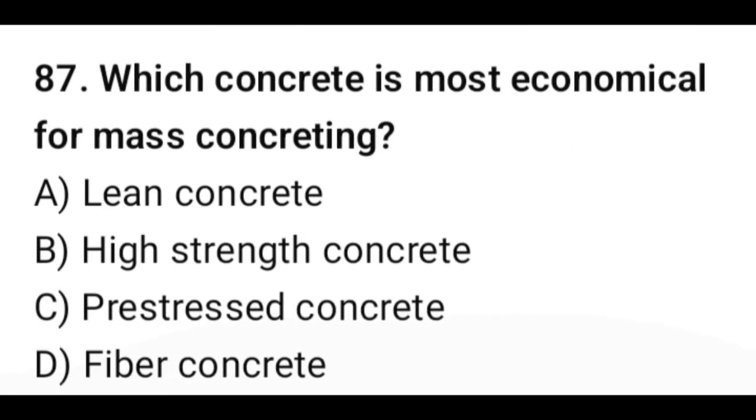Next question. Which concrete is most economical for mass concreting? Lean concrete, high strength concrete, pre-stress concrete, fiber concrete. So the right answer is option number A. Lean concrete is the most economical for mass concrete.